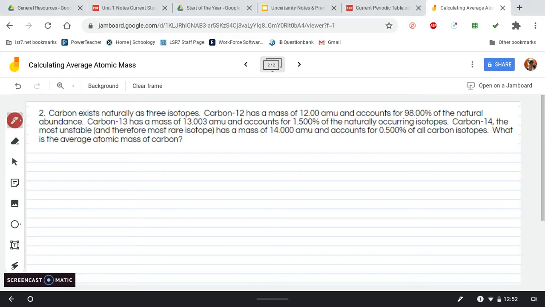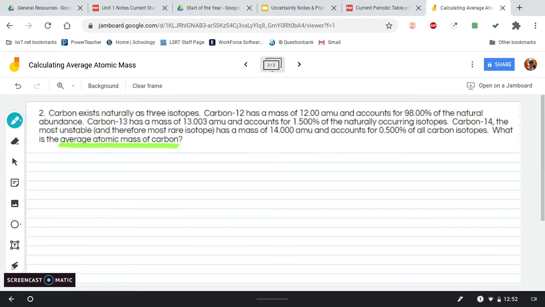So let's get our highlighter out here and see what the heck they want us to do. Well, they want to find the average atomic mass, which is exactly what we've been doing. And so we want to find the pieces that go together.